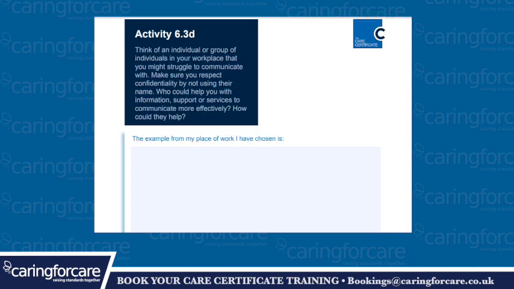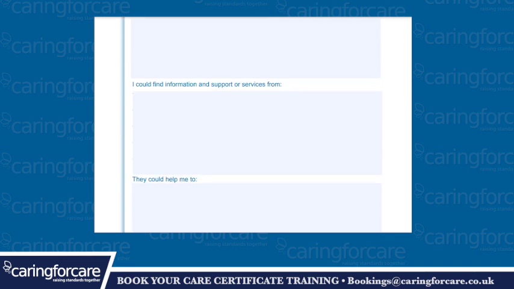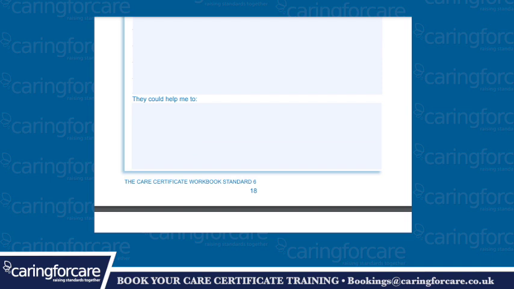Activity 6.3d. Think of an individual or group of individuals in your workplace that you might struggle to communicate with. Make sure you respect confidentiality by not using their name. Who could help you with this information, support or services to communicate more effectively? How could they help? The example from my workplace I have chosen is: I could find information, support or services from. They could help me too.